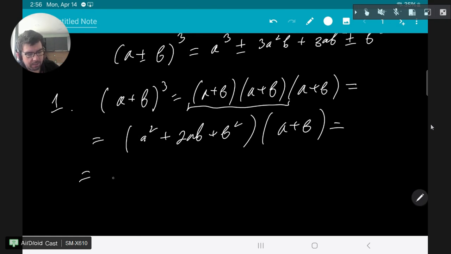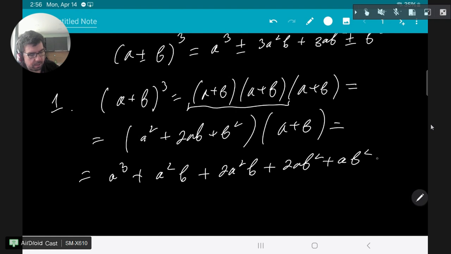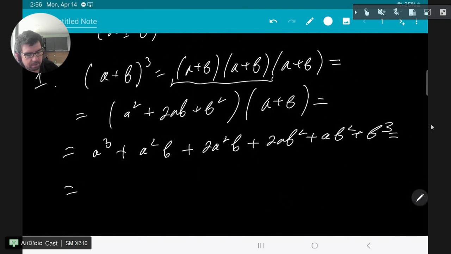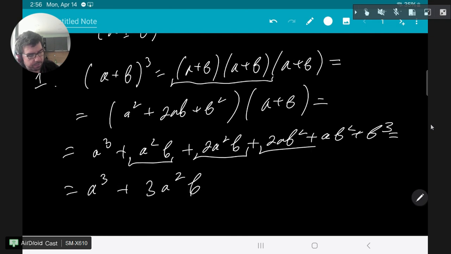So a squared times a is a to the power of 3, plus a squared b, plus 2a squared b, plus 2ab squared, plus ab squared, plus b to the power of 3, and now I add the similar monomials. So a to the power of 3, now I have a squared b plus 2 times a squared b, this is 3 times a squared b, and then I have plus 3 times ab squared plus b to the power of 3.